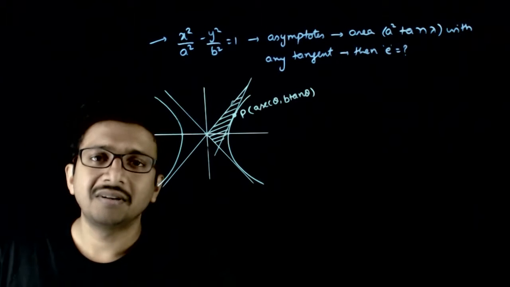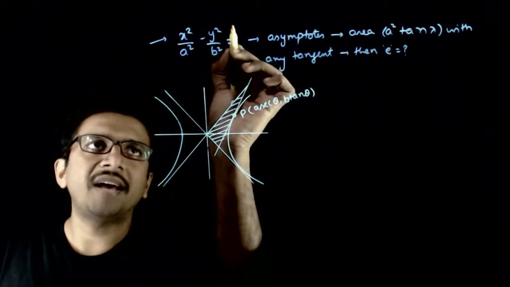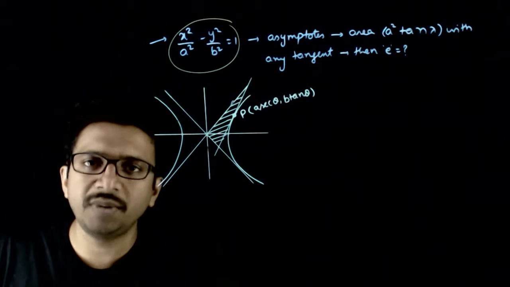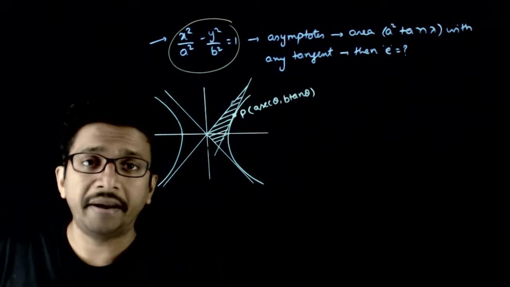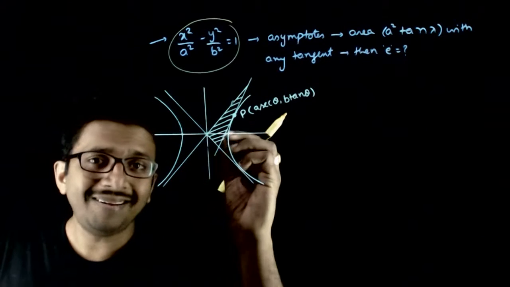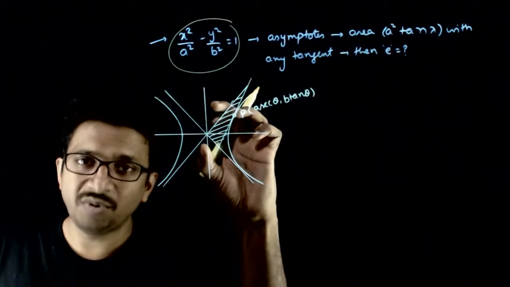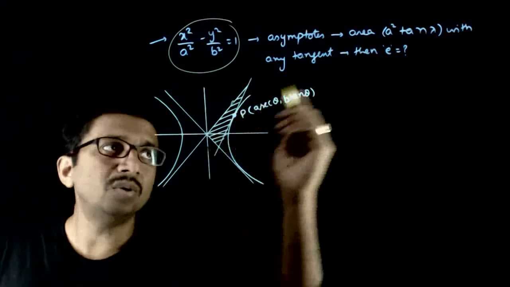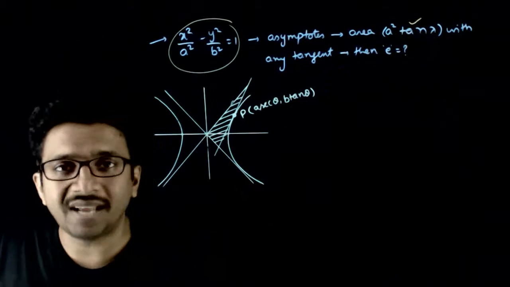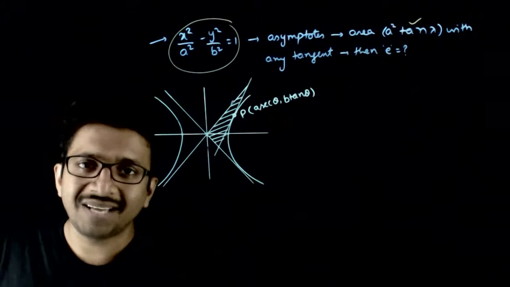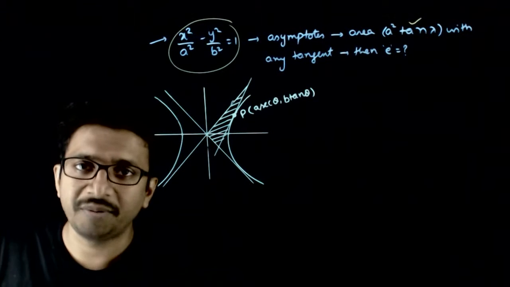So welcome students. In this question you are given a hyperbola x square by a square minus y square by b square is equal to 1, and any tangent to this hyperbola forms with the asymptotes a triangle whose area is a square tan lambda. If that is so, what is the value of the eccentricity of this hyperbola?